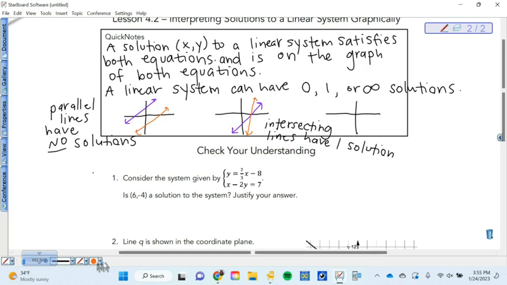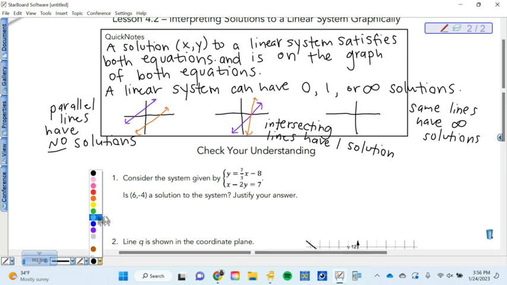And what about infinite solutions? What does that look like? Yes, same line. The same line has infinite solutions, right? And that's just our symbol for infinity. If you're not familiar with that, it's just a sideways 8, right? And that will look like this.